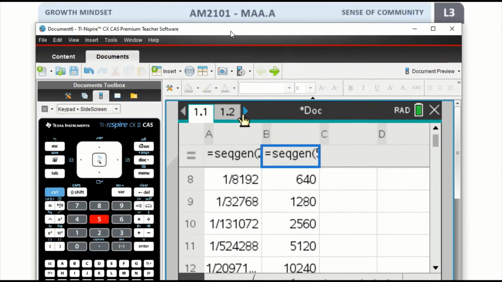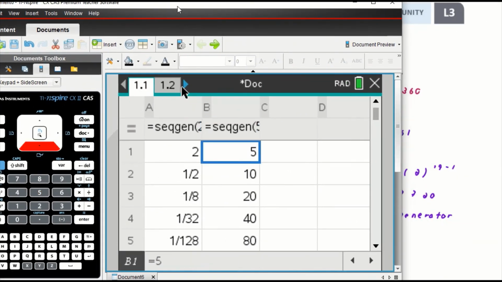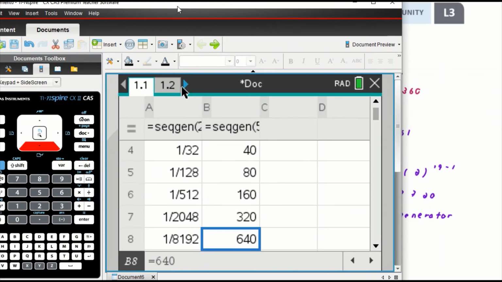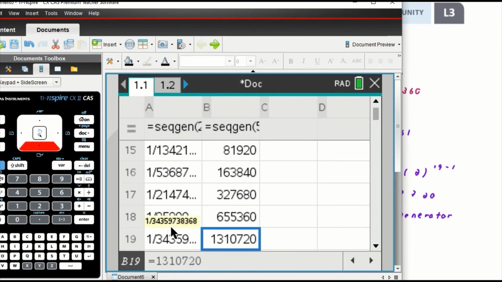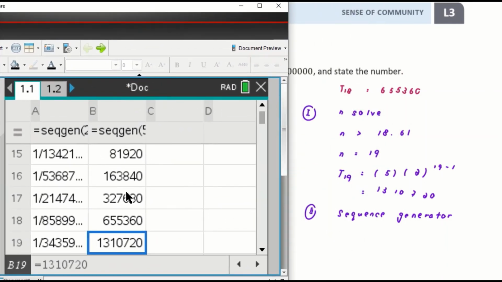Okay, so after you get this, then you need to scroll through. So where is the first number that you have a number that's greater than million? So when you continue, yeah, so you see that this is the number. So that's why it's the 19th number. So by looking at this, then you can actually see the answer as well. So how do you answer this?